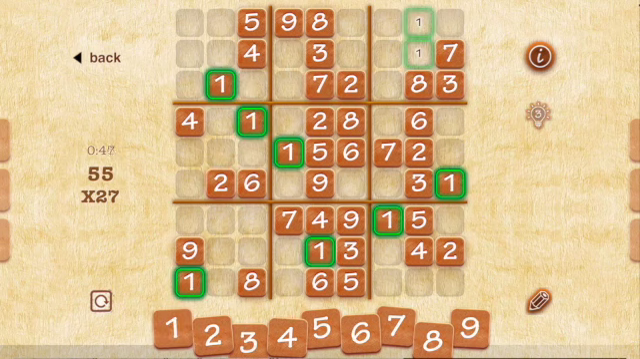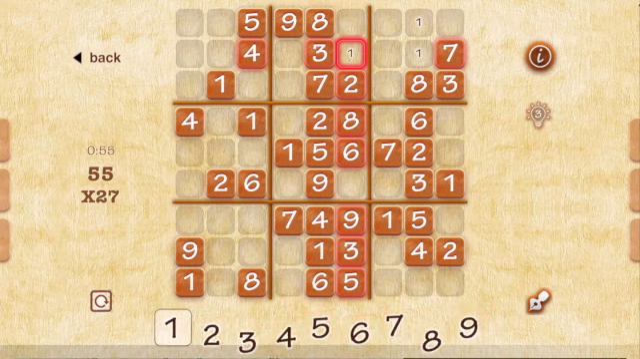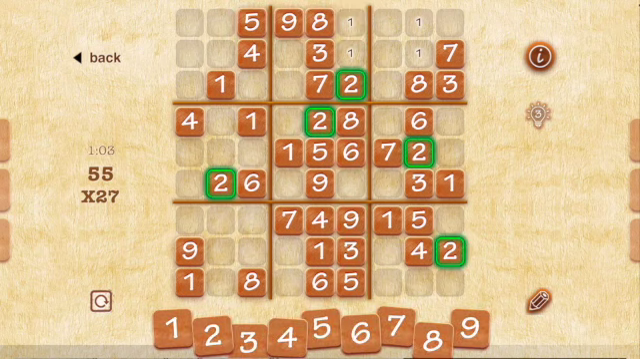And then 1. So one of these two here must also be the 1. Again, we don't know which that's going to be just yet, so we're just going to hold off on that. So I think that's all the ones put in. Let's move across to 2s.